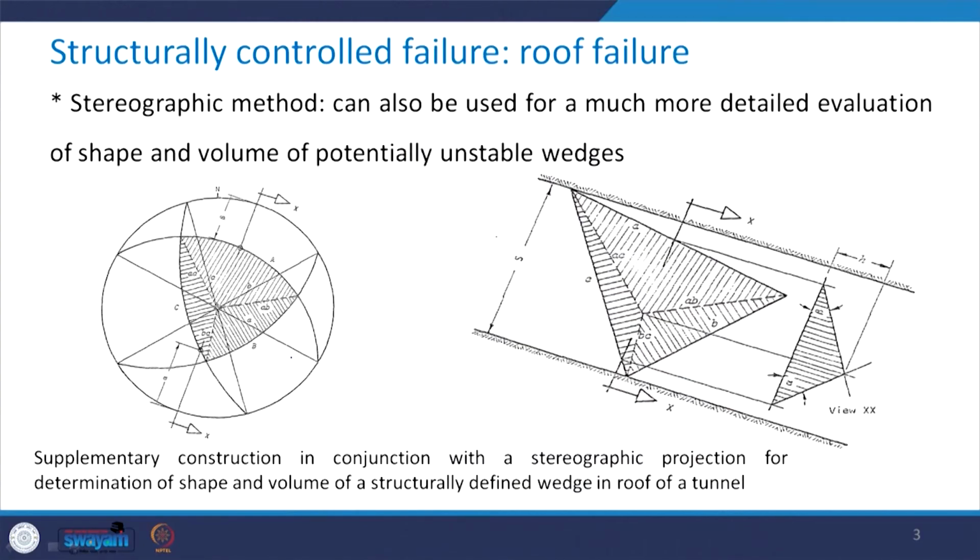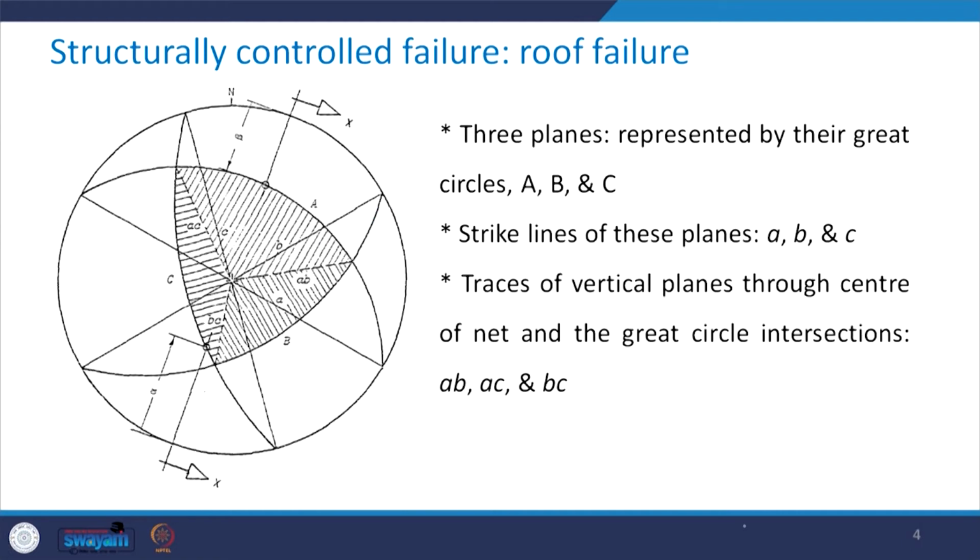So, this is how the representation is made. Take a look at this figure. These are giving you the idea about the supplementary construction in conjunction with a stereographic projection for the determination of shape and the volume of a structurally defined wedge in the roof of a tunnel. Let us learn about these in detail, how these can be constructed. So, first we take a look at the stereographic projection.